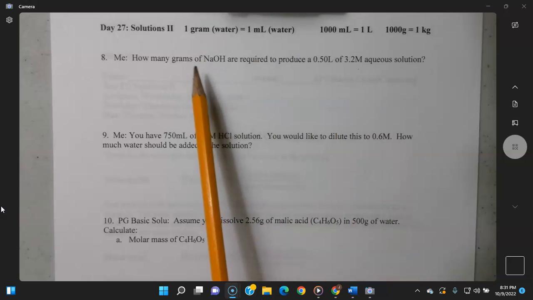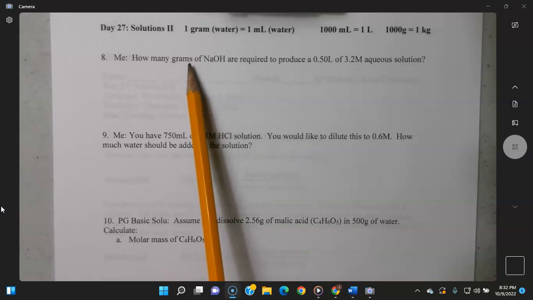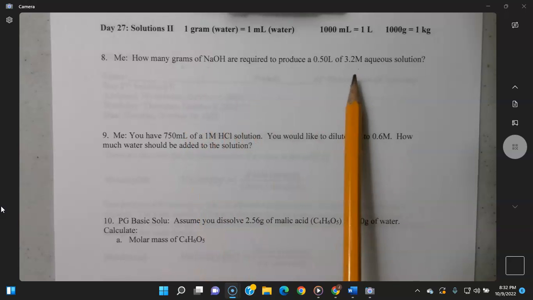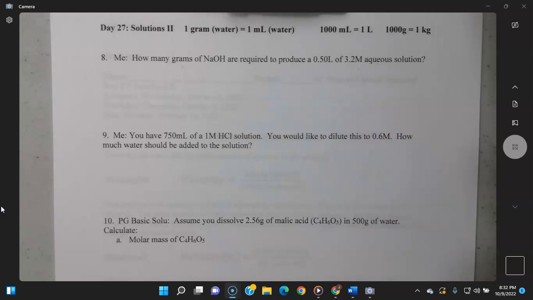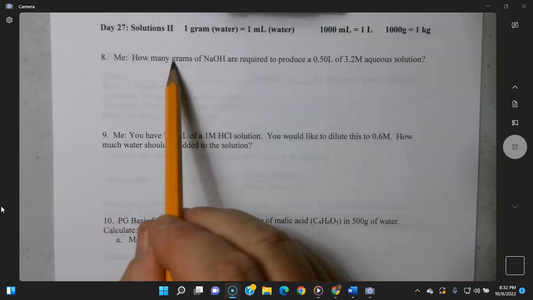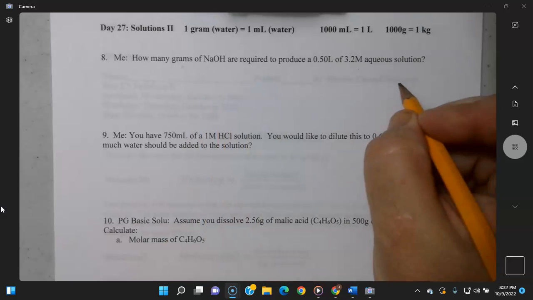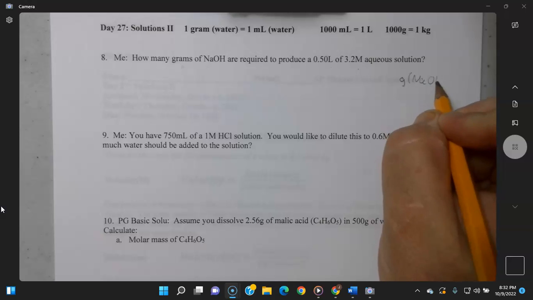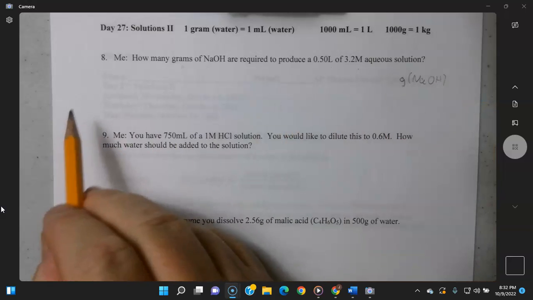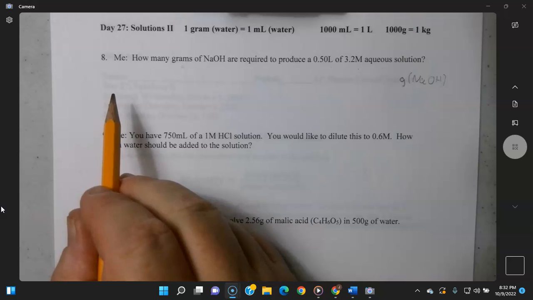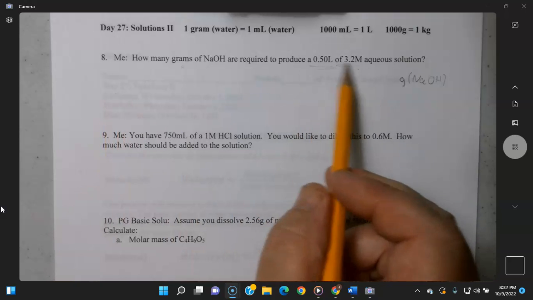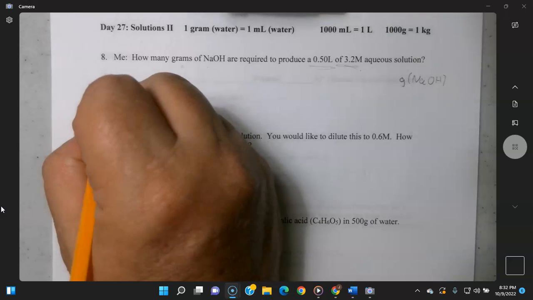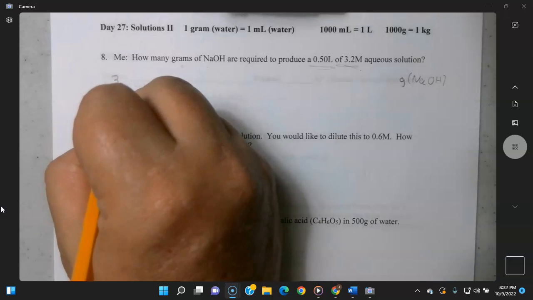So you've got to get the canister of sodium hydroxide and measure out how many grams you're going to need to do this. So I'm not going to do this one for you. I want you to see if you can remember how to do this. The only clue I'll give you is you need to end up with grams of NaOH over here. And over here, you don't start with the volume, you start with the molarity always, okay? So I'm going to start it way over here, 3.2.